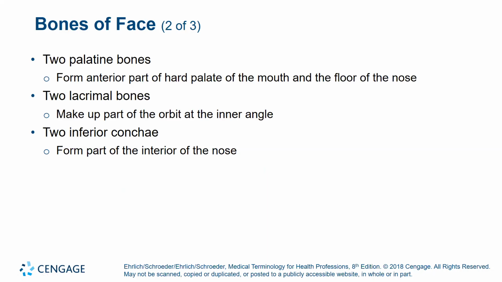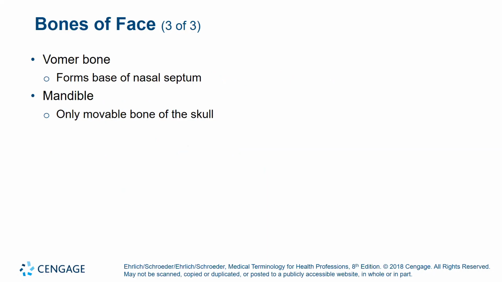We have 2 palatine bones. They form the posterior part of the hard palate of the mouth and the floor of the nose. We have 2 lacrimal bones, which make up part of the orbit at the inner angle, and then the 2 inferior nasal conchae, which form part of the interior of the nose. It can be pronounced conque or concha, I guess. Bones of the face: the vomer bone forms the base of the nasal septum, and then we have the mandible, and that's the only movable bone of the skull.